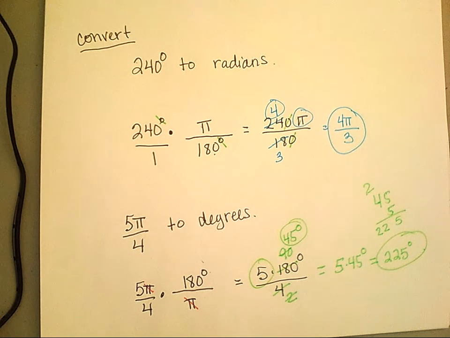Converting from radians to degrees, finding coterminal angles. Then I guess that brings us to arc length. We could do some coterminal.